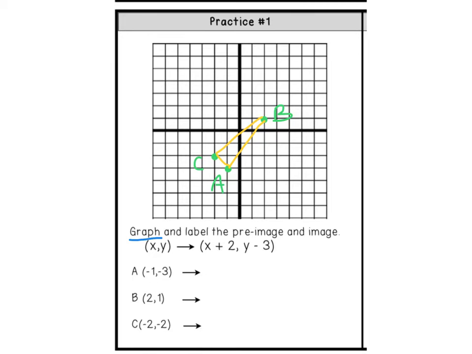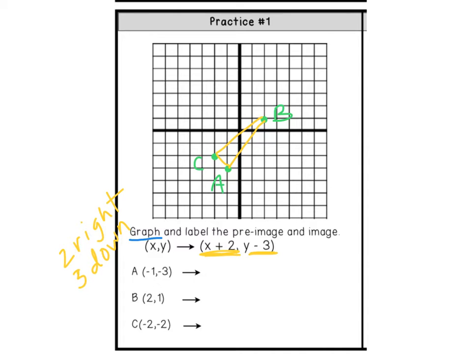Okay, so now we look at the rule. So we're going to add 2 to the x. That means we're going to go 2 to the right. And then -3 on the y, so that's 3 down. So we're going to go 2 to the right and 3 down. So we could do this mathematically, or we could do this with the figure. I like to do the figure first, but you could choose your style.